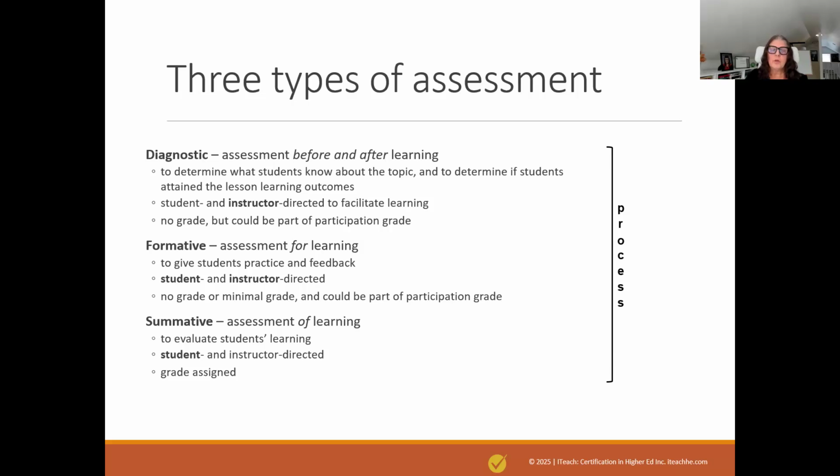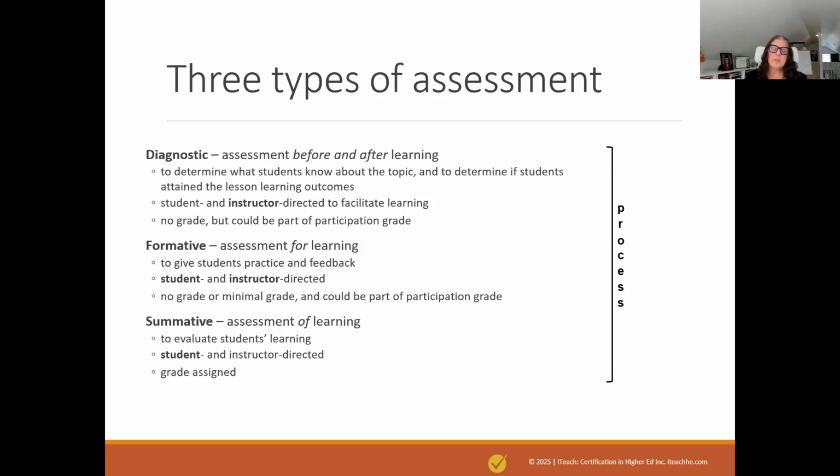Formative is assessment for learning. So this gives students, as I said, practice and feedback. This is both student and instructor directed. It gives you information about how students are doing, and gives students information about how they're doing. And again, it can be for no grade, or minimal grade. Minimal grade means, let's say you're giving a practice quiz because a midterm is coming up, and the midterm is worth 20%. The practice quizzes you give are each worth 1% or 2%, right? So it's just minimal, but it's to give them that practice and feedback.